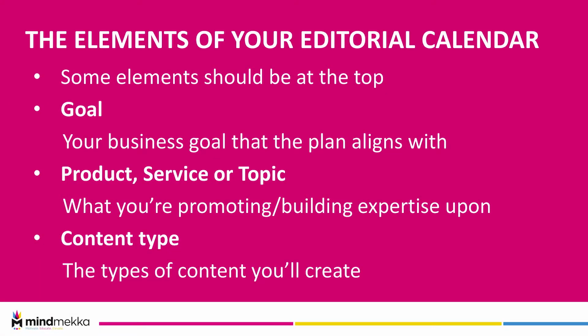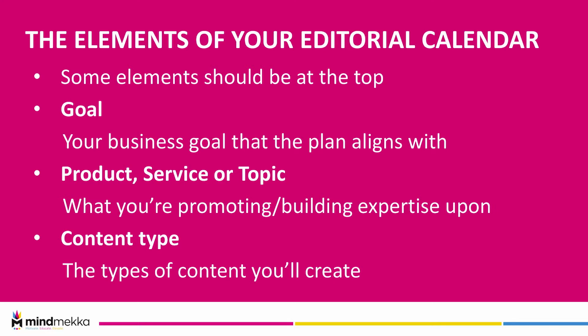There are some elements that should be at the top of your editorial calendar, since they're part of the big picture. Goal: include the business goal with which your content plan aligns. Product, service, or topic: clearly state the product or service that you're promoting, or the topic in which you're trying to build expertise. Content type: the content types for which you're creating content. If there are multiple types, you can list them and you may want to categorize.